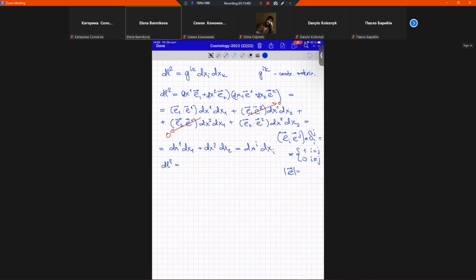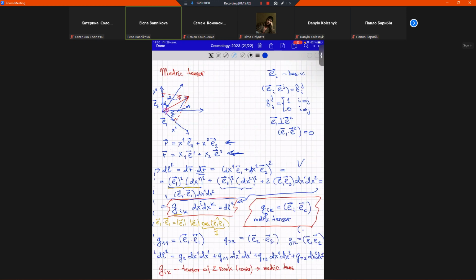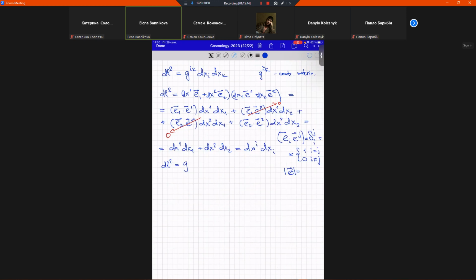Okay, so I have g_ik dxi dxk. From another side, I have dl squared equals dxi dxi. So this is of course the same. This is just a different representation in this reference system, this coordinate system.